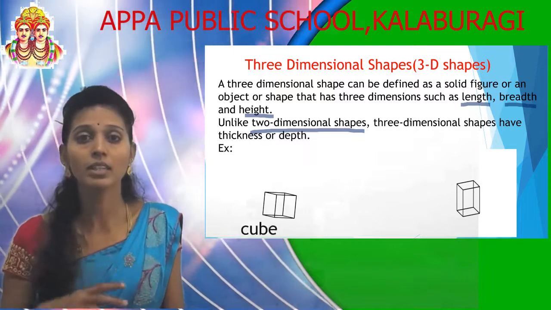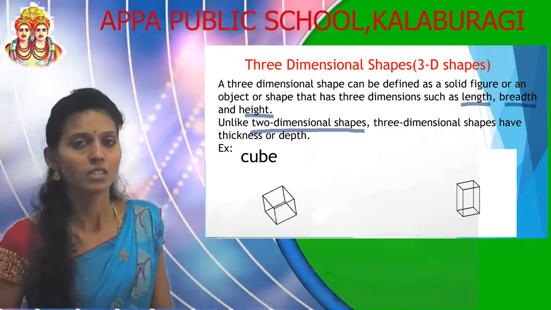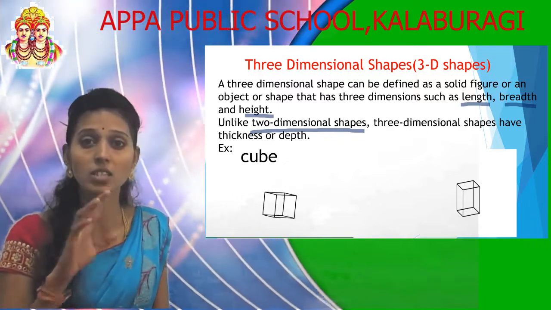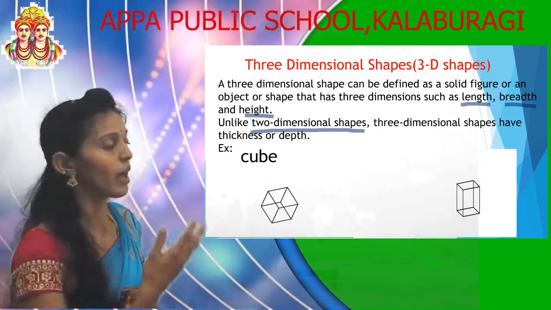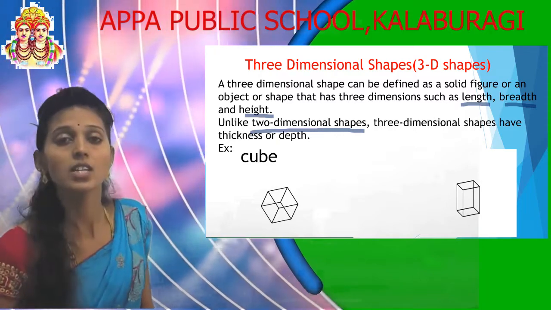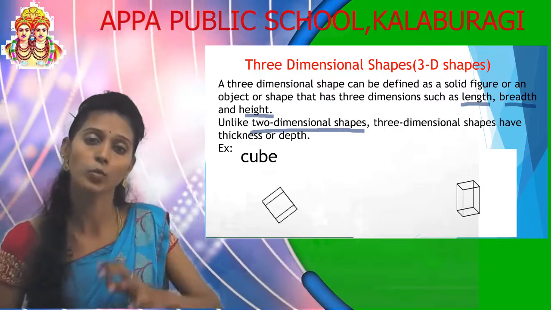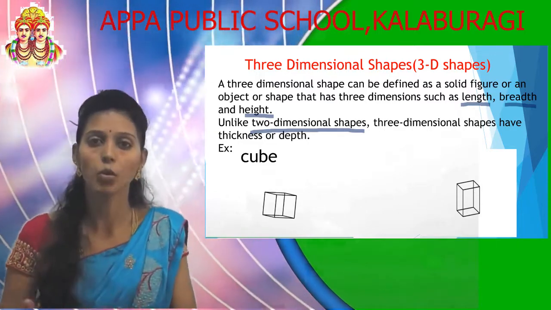First, let me give the examples along with the shapes. First, we'll go to cube. See, this is a cube. This will be having 6 square faces, right? 6 square faces, 12 vertices, 8 edges, isn't it? So these are the points to say on cubes, because you have already studied this cube and cuboid in your lower classes.